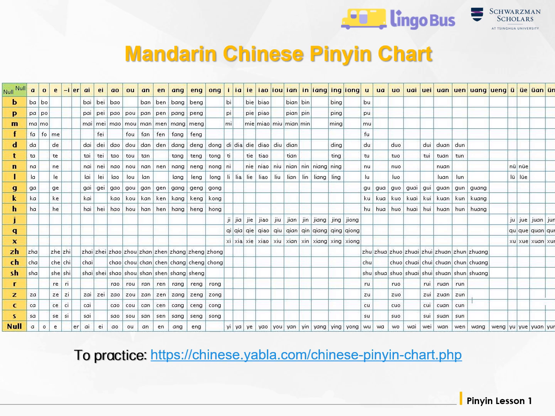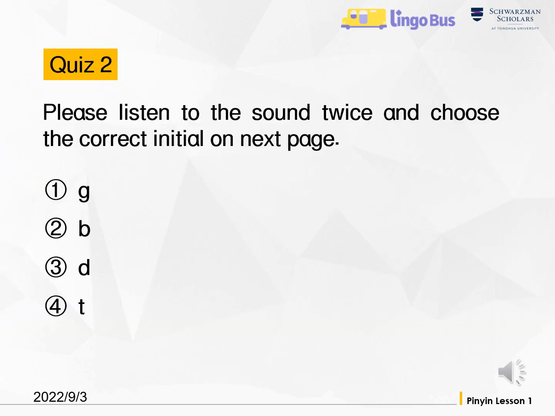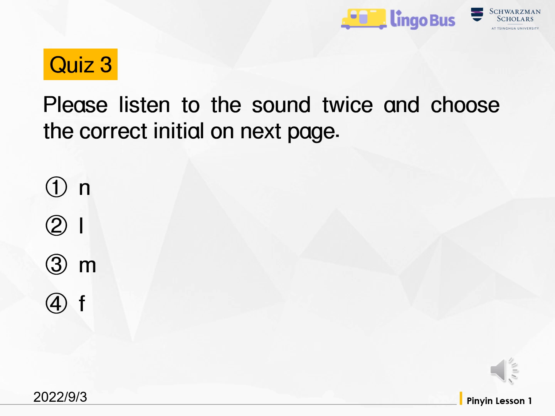This is the Mandarin Chinese pinyin chart containing all syllables without tones in Mandarin. You can practice with the website after class. Quiz 2. Please listen to the sound twice and choose the correct initial on next page. Quiz 3. Please listen to the sound twice and choose the correct initial on next page.